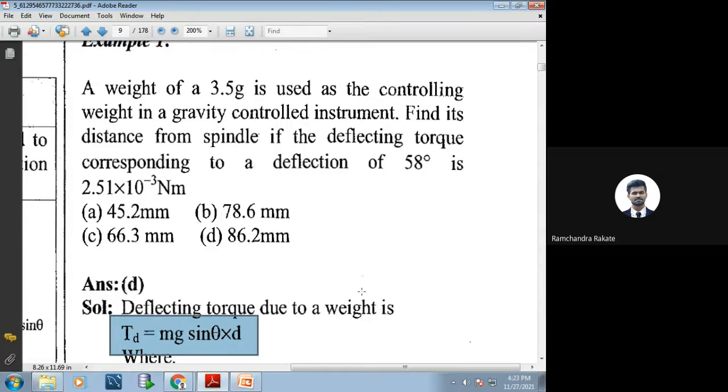What is the question? They have given the weight, the degree of deflection, and the deflecting torque. They are only asking for the distance of the weight from the spindle. For that we have the formula Td is equal to mg sin theta into d, where d is the distance that we need to find out. So put the values and tell me the answer.